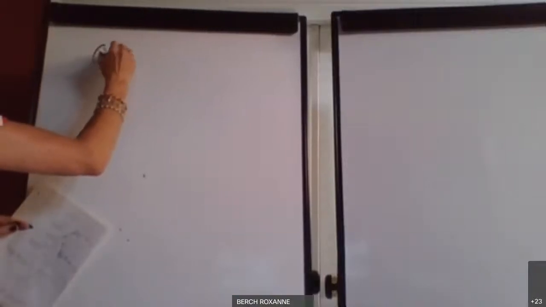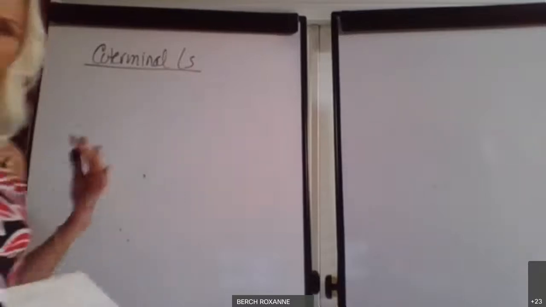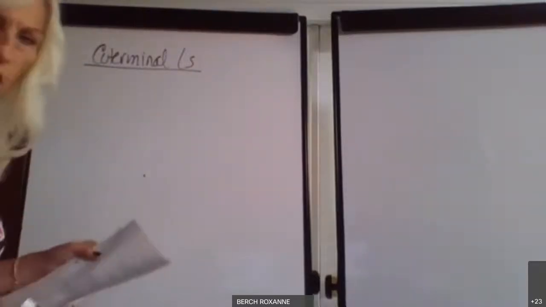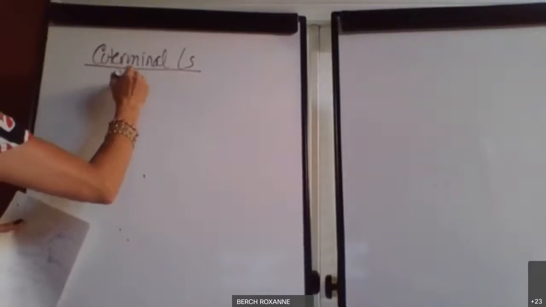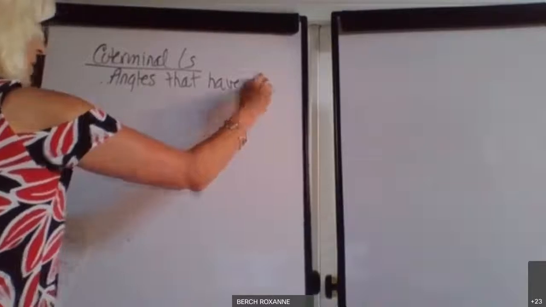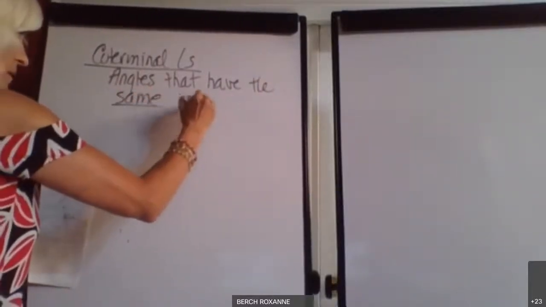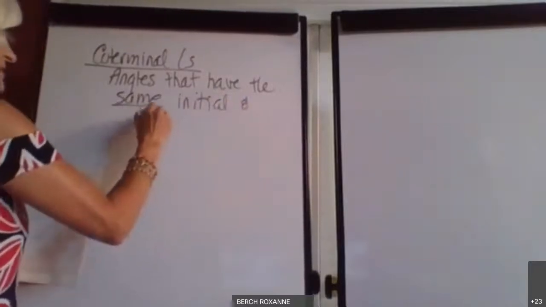Yesterday we talked mostly about drawing and naming an angle in standard position. So now I want to go into something called coterminal angles. This is still lesson 17.1. Coterminal angles are angles that have the same initial and terminal sides.